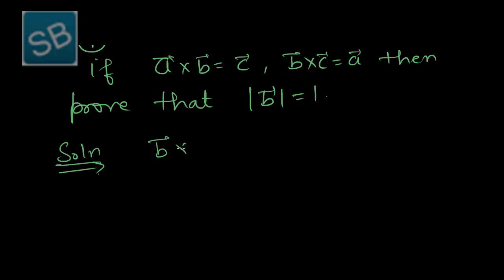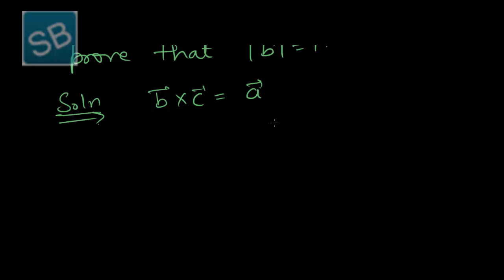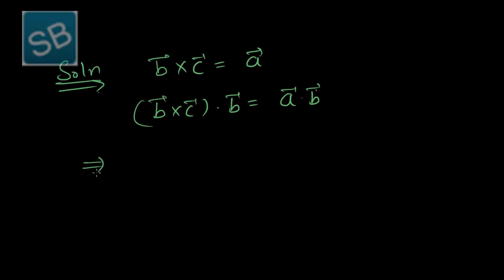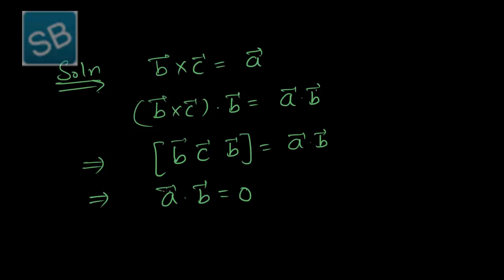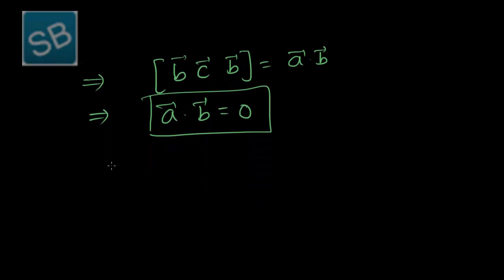As we know that B cross C is equal to vector A, now we will take the dot product of vector B applying on right hand side of both these equality. So it becomes B cross C dot B is equal to A dot B. That is, we know that scalar triple product will become 0 when two vectors are same. So that implies A dot B is equal to 0. So from the first condition we get another condition, A dot B is equal to 0.